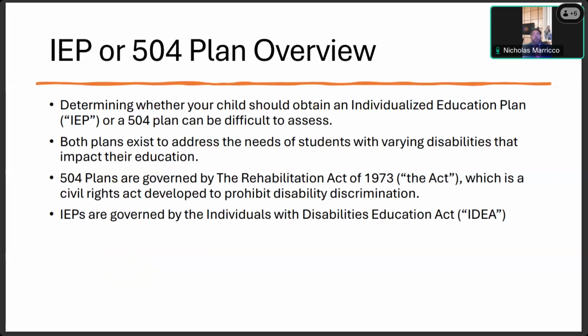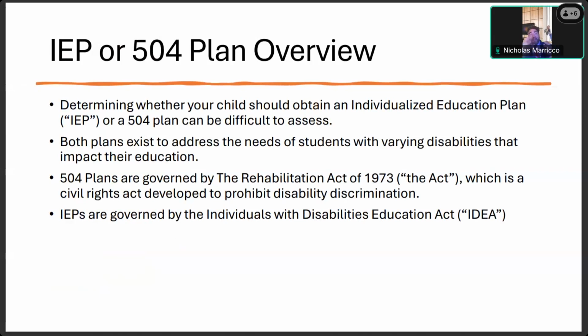So an overview of what we're going to talk about today is whether your child should obtain an IEP or whether your child should obtain a 504 plan. And really the difficulty in assessing what your child needs to thrive in the educational setting. Both plans really do exist to accommodate and serve children with disabilities, but there are key distinctions and key difficulties that parents face when trying to get either document.